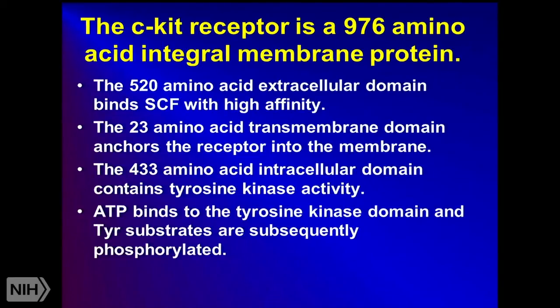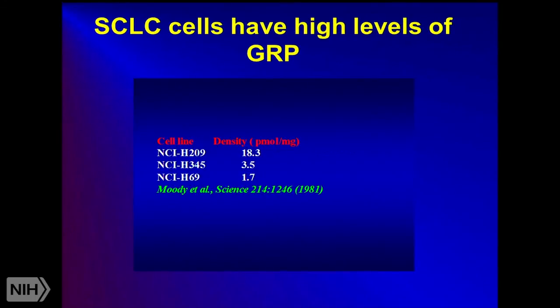So the c-KIT is a 976 amino acid protein. 520 amino acids are on the extracellular face. There's a single 23 amino acid transmembrane domain, and then 433 amino acids are on the inside that contain the tyrosine kinase activity. So ATP binds to the tyrosine kinase domain, and various proteins then are phosphorylated on tyrosine amino acid residues.